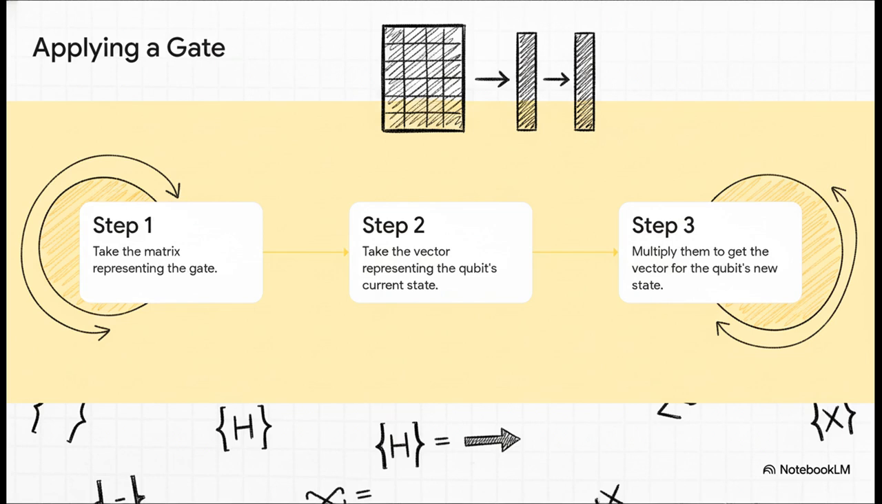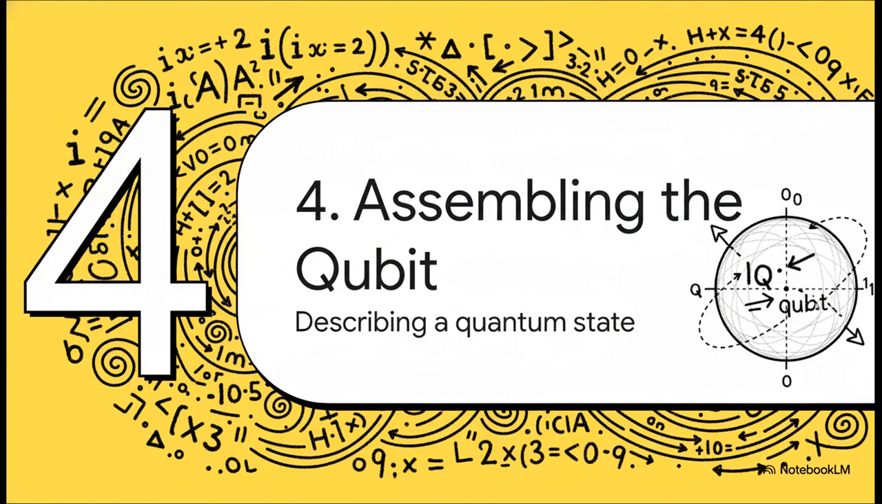It's that simple. Okay, let's take a breath. We've got our tools now, right? We have complex numbers to describe phase, and we have linear algebra for states and operations. Now it's time to assemble the qubit. Let's combine these tools and really see the math behind that famous property, superposition.